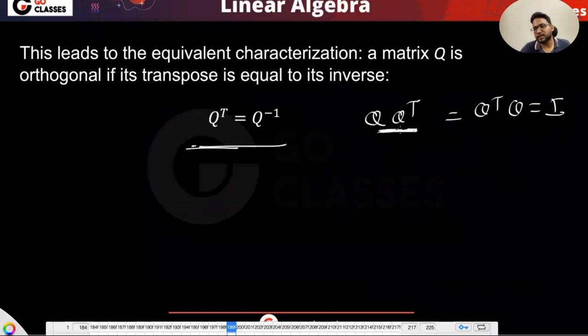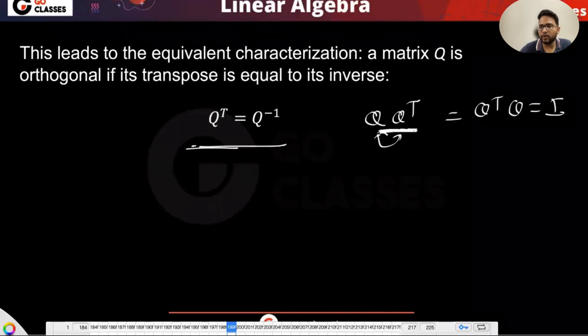Because both are inverses of each other, which means this is something that is making you identity. So if you ask me what is the inverse of this Q transpose, I will say, yeah, that is true. If I ask you what is the inverse of this Q, you will say it is just Q transpose, because it is what is making you identity. Inverse of this Q is just Q transpose.